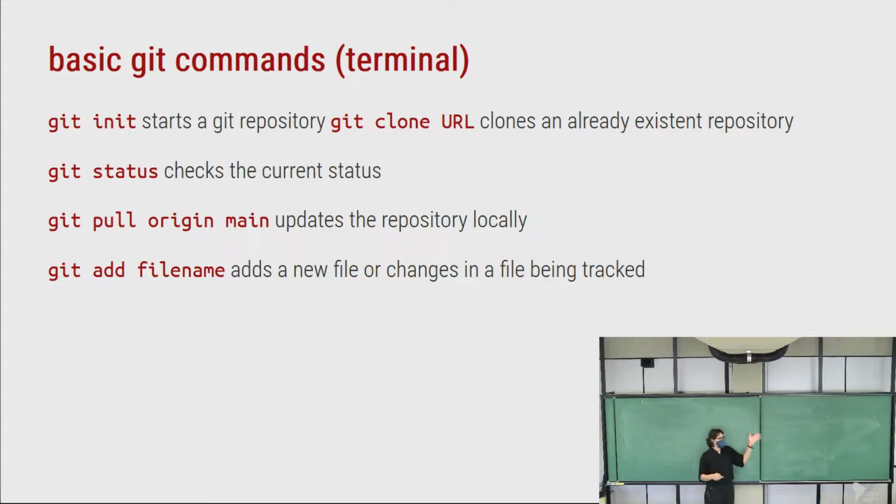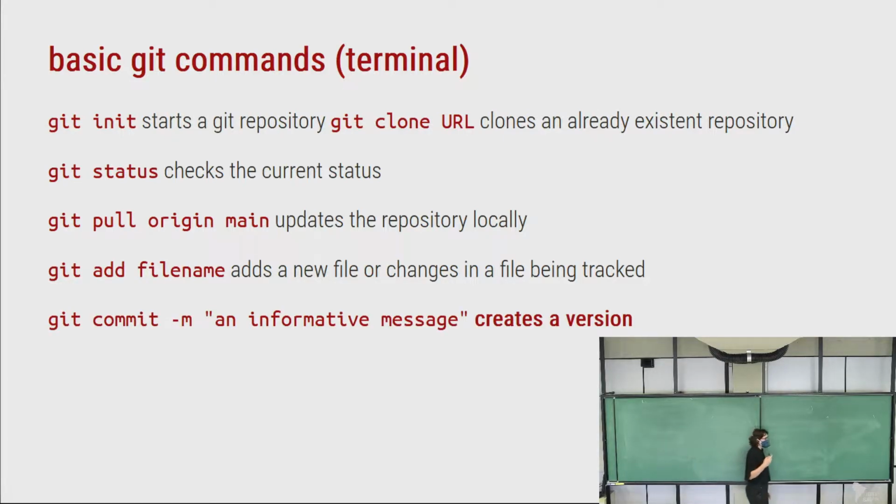Git add file name will add a new file or changes to the same file. So I started a file, I do a first commit to add that file to the remote. And if I change the file, anything, I will do git add again, sorry.